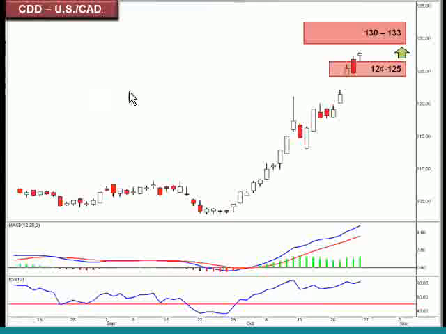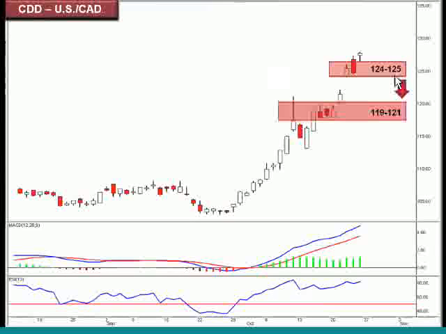So your CAD/USD, again, most likely, based on what we're seeing here, will play into this 130 to 133 focal zone. At that point, we have to look at the possibility of the market turning around and conceivably retesting either this level here, or if that doesn't hold, back into this next support level at the 119. We always have to keep an open mind.